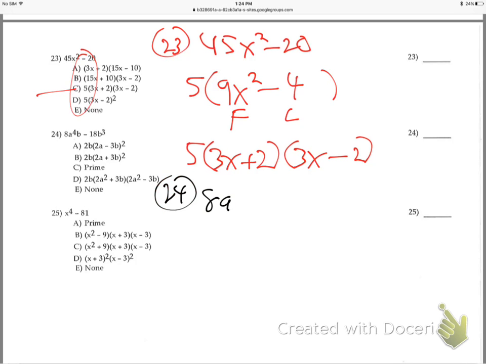24 says 8a to the 4th b minus 18b cubed. Look for GCFs. What'd they take out? 2b. So take out 2b. See how helpful? This test is going to be easy, huh? The multiple, not easy. Don't overly comfort yourself and not study or something crazy. But it can be helped.